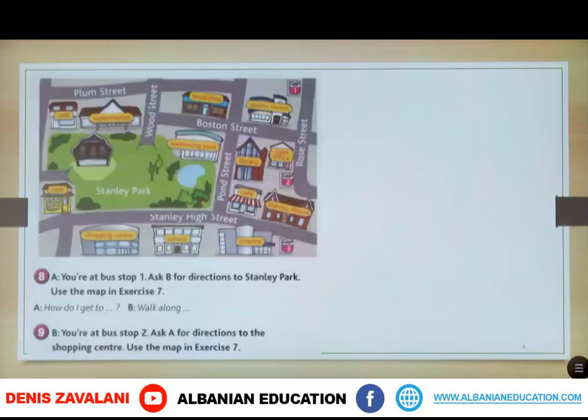Here there is again the map that we discussed a few minutes ago. What you're going to try to do now is give directions. For example, you are at the bus stop 1. Look at the map, find the bus stop 1. You're going to write the directions to Stanley Park. So try to write the directions to Stanley Park. Use the expressions for directions that we discussed a few minutes earlier and try to write the directions.